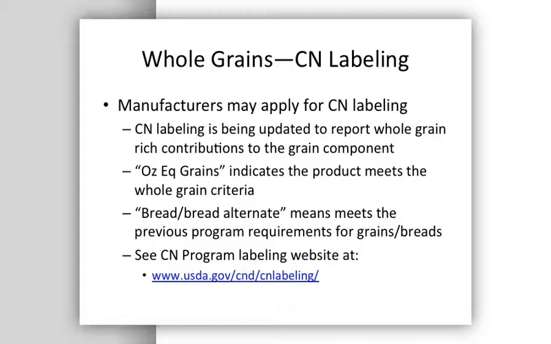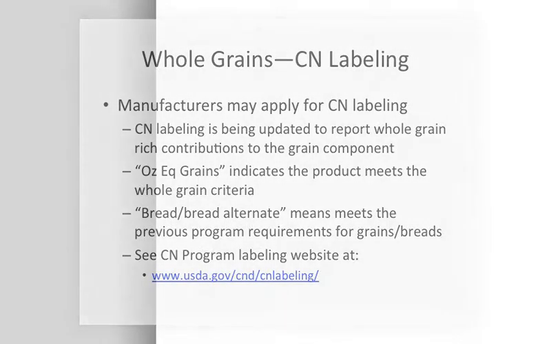During the transition, you may still see both the older and newer CN labels. If a CN label indicates that a product contains a specific amount of bread or bread alternate, this means that it meets the previous requirement for breads and grains. If the CN label indicates that the product contains ounce equivalents of grains, this means that the product meets the whole grain rich criteria. The last bullet on the slide gives you the location of a website you can go to for more information on CN labeling.